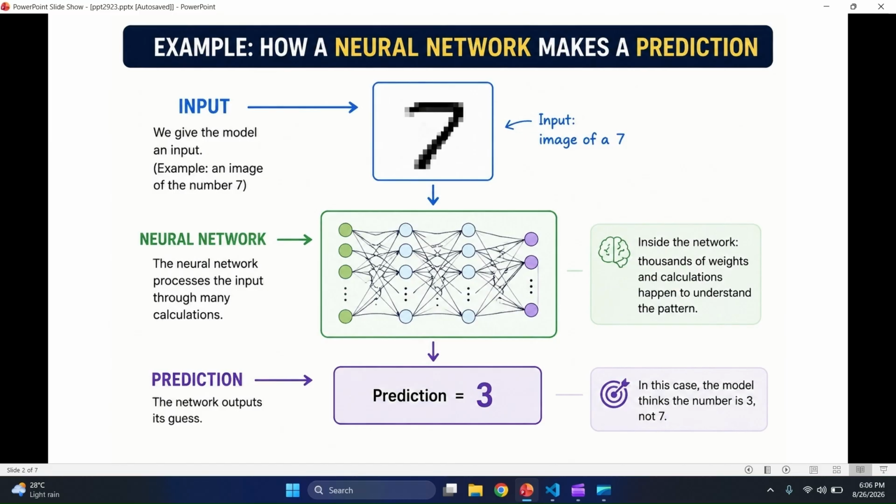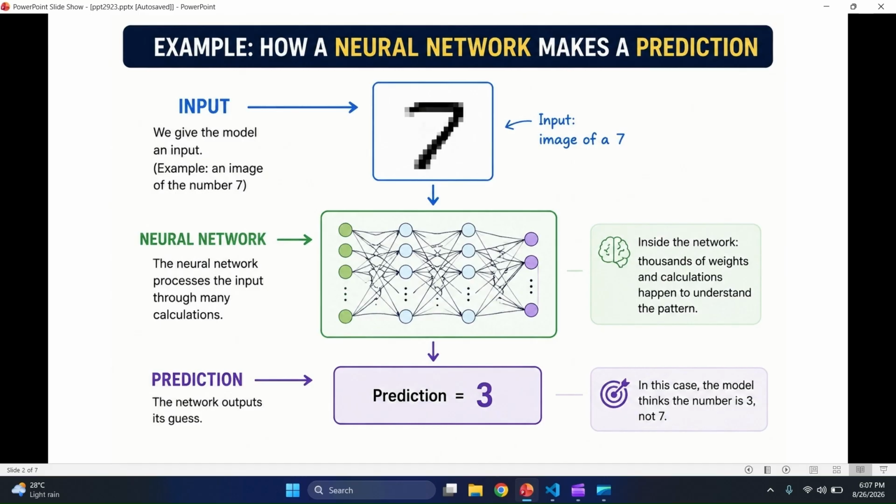Okay, so first we have our input. Let's say I give the neural network an image of the number 7. This image goes into the network, and the network processes it using its current parameters. And finally it gives us a prediction. In this example, let's say the model predicts 3, and you can see here 3. But obviously that's wrong, because our input is 7 but the model predicted 3.